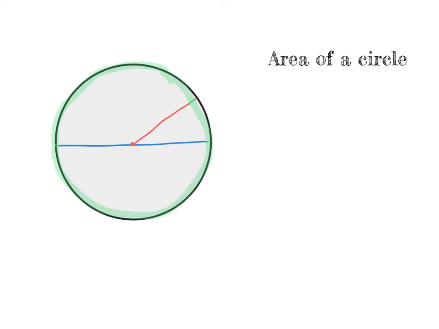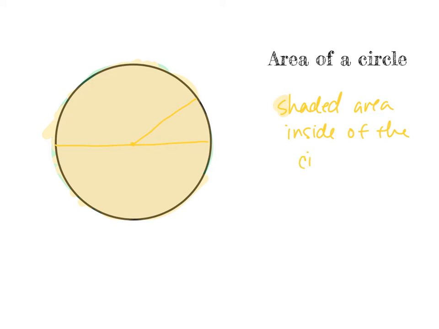Now, area refers to the shaded region inside of our circle. So I'm going to go ahead and color in the area of our circle. So I went ahead and I colored in, not that great because it kind of went on the outside, but that's the area of our circle, right? It's the whole shaded region within our circle. So make a little note to yourself that the area is the shaded area inside of the circle, right? That's what the area is.